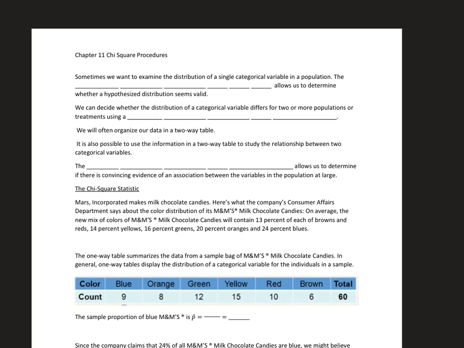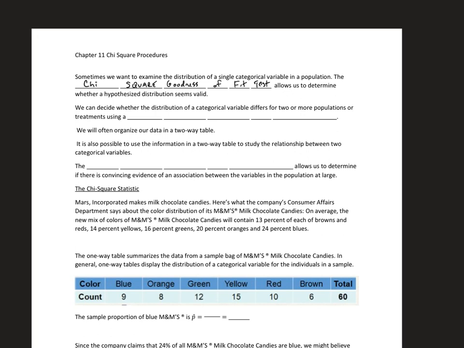So chapter 11, we're going to learn the chi-square procedures. Sometimes we want to examine the distribution of a single categorical variable in a population, and we use the chi-square goodness of fit test. The chi-square goodness of fit test allows us to determine whether a hypothesized distribution seems valid.